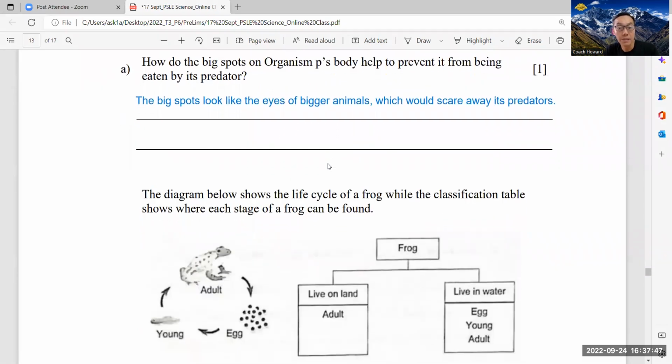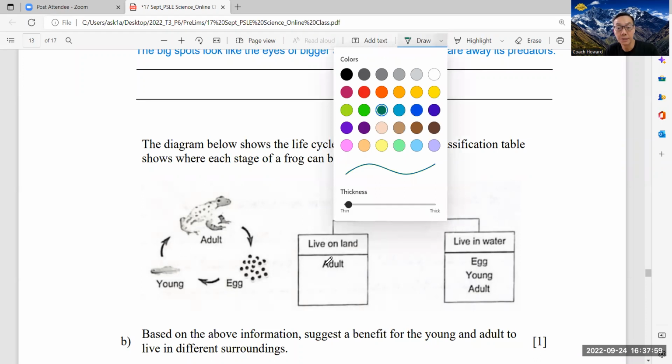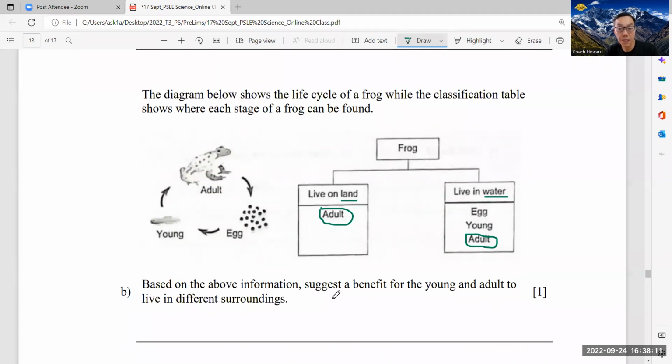Okay, next, this diagram shows the life cycle of a frog, while the classification table shows where they live. As you know, the adult frog lives on both land and in water. But the young only lives in water. The question says, based on the above information, suggest a benefit for the young. So annotate this part: for the young and adult to live in different surroundings.